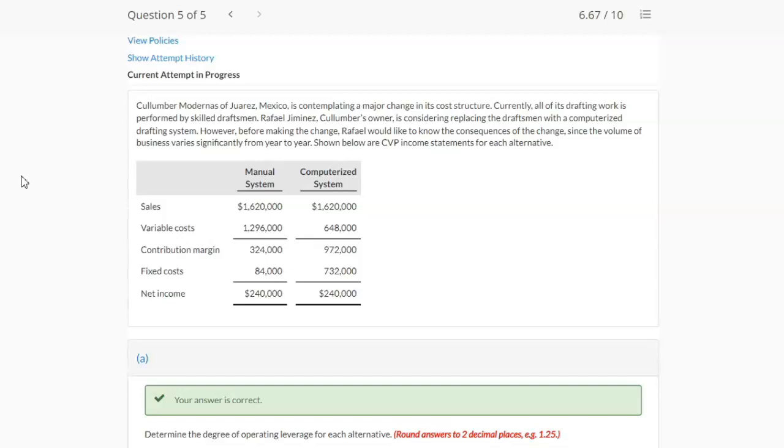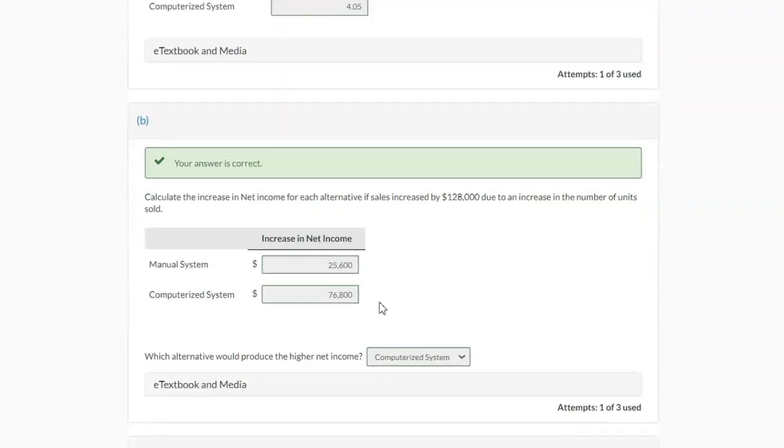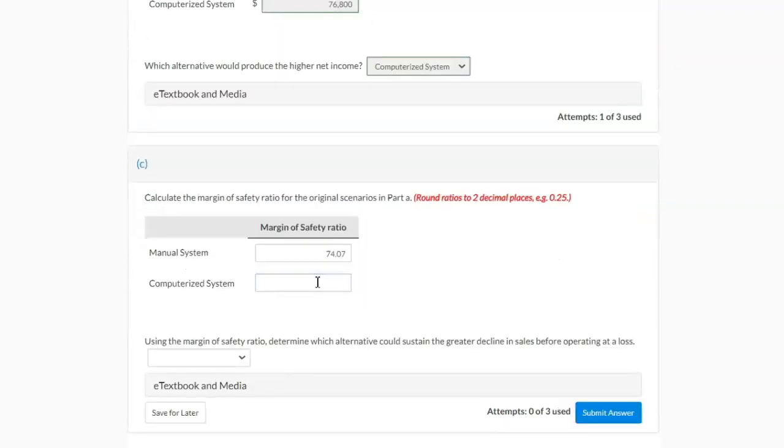Then take that as a percentage of 1,620,000. And you got 400,000. So 400,000 divided by 1,620,000. It's 24.69. Okay, there you go. Let's see if your numbers are right.